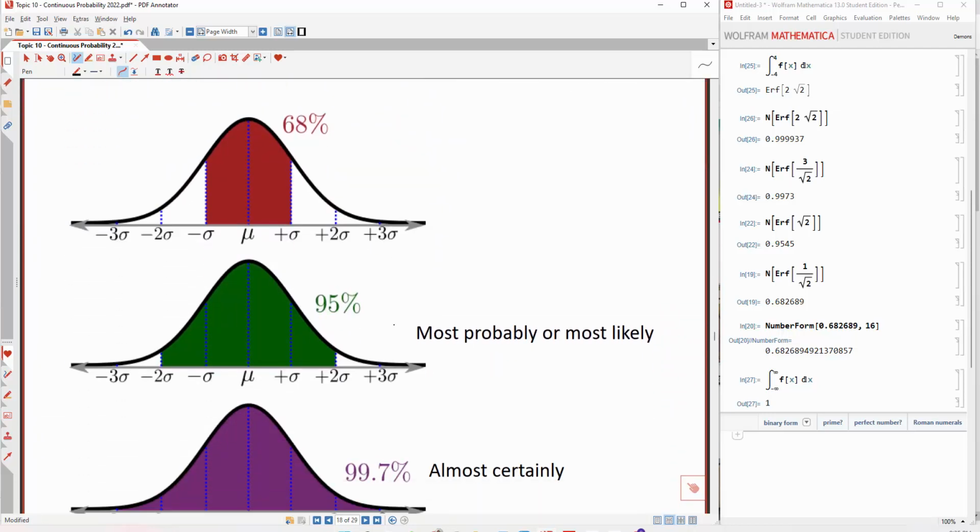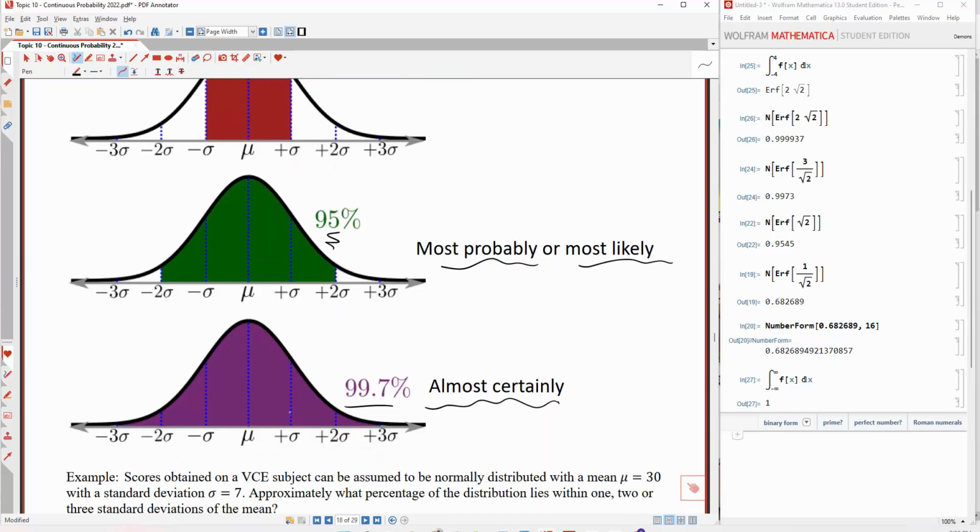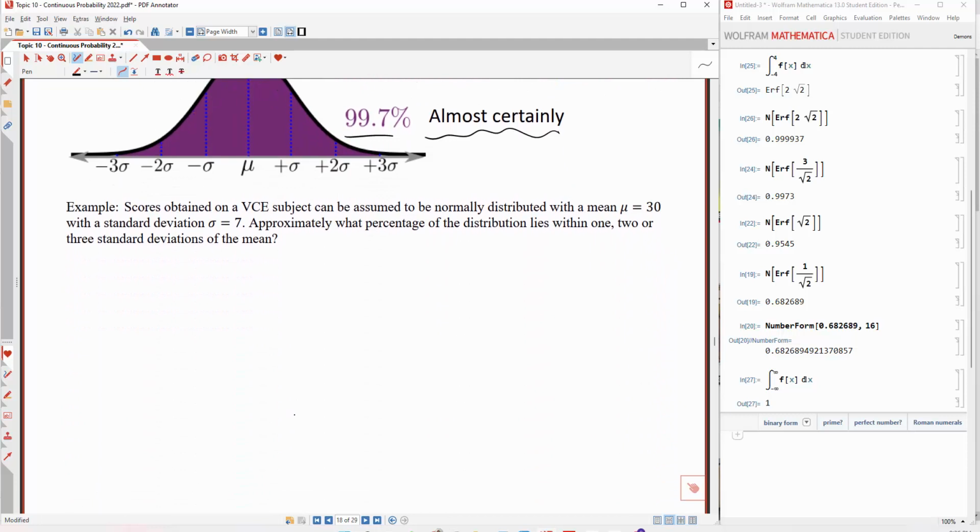Alright, so inwards, 68%. If we had a probability of 0.68, well, I don't know really what to comment on that, but by the time we get to 95%, if I said to you, I'm 95% sure that something's going to happen, you'd be like, oh, that's most probably, or most likely. And if I said to you that I'm 99.7% sure, then it's almost certainly going to happen. So that's how we would sort of equate those ideas.